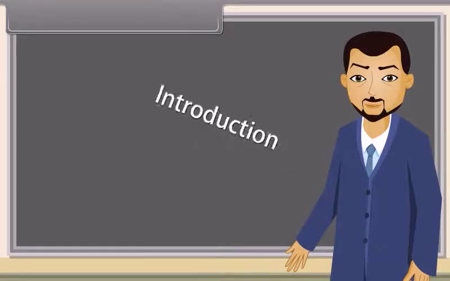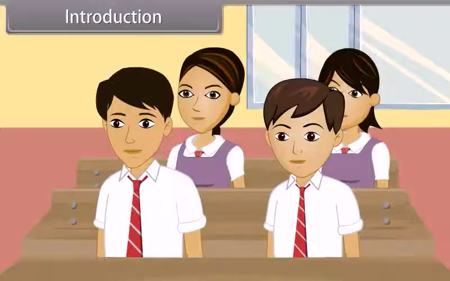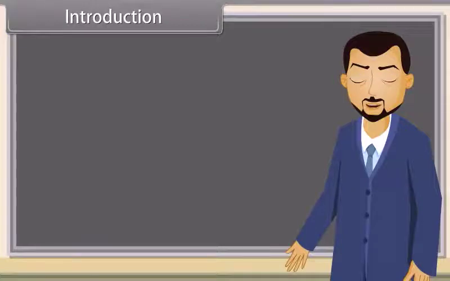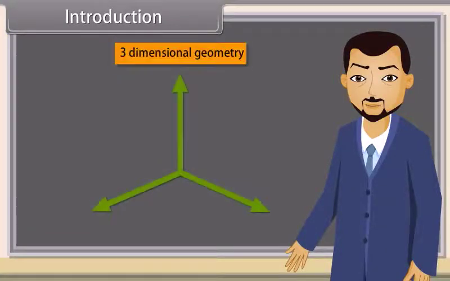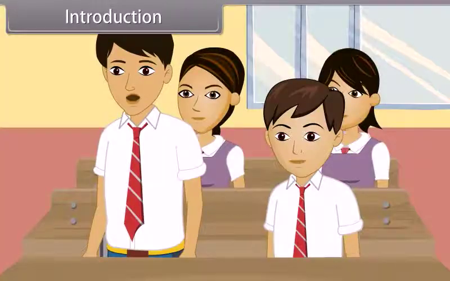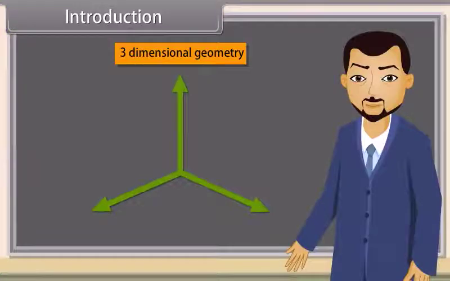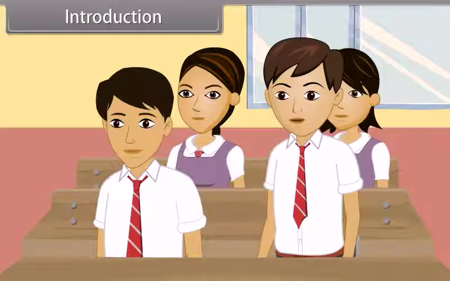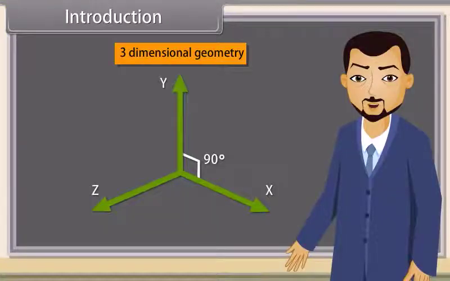Introduction. Hello students. Today we will learn three-dimensional geometry. Do you know what three dimensions are? Teacher, in three dimensions we consider x, y and z axis. Very good. What is the angle in between these three axes? Teacher, the angle in between the axes is 90 degrees. Well said. So let's move further.